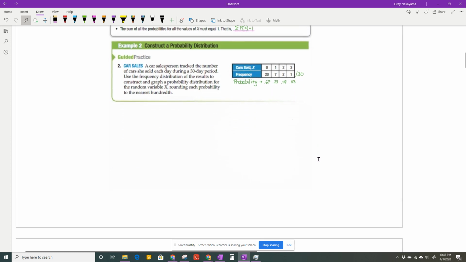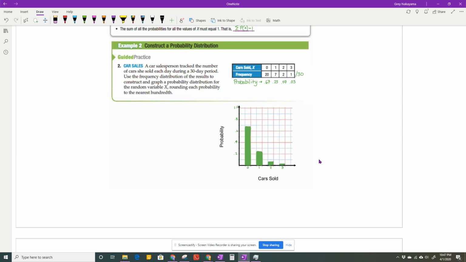So what does the distribution look like? It's going to be that. You can see that what's on the bottom is cars sold, as we just said, 0, 1, 2, 3. 0 was the highest probability. My probability is 0.67. So the highest number that I have up here is 1. And the first tick mark is 0.1. I don't know why it's flashing. I don't know if that's flashing for y'all or not. But anyway, that's what we've got. So that's what your probability distribution looks like.